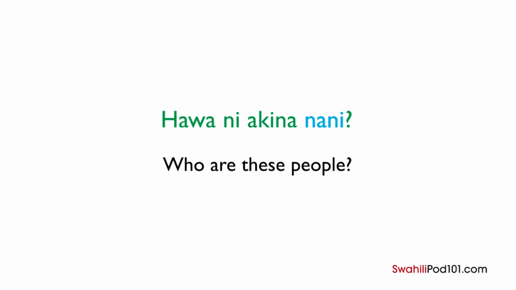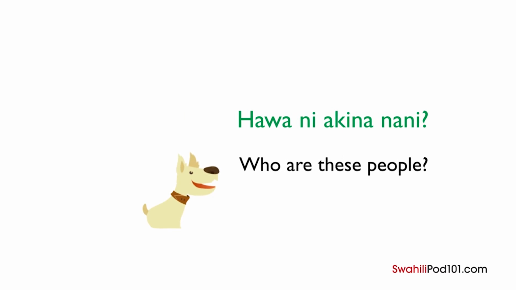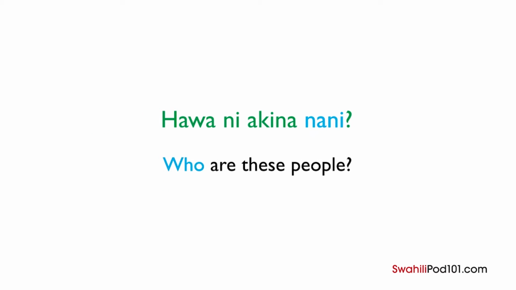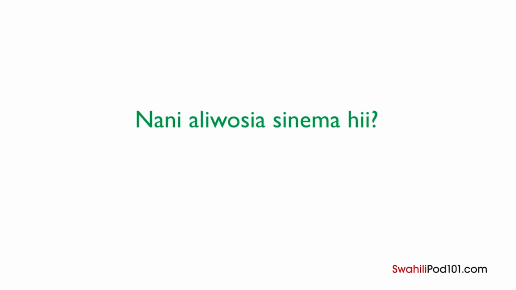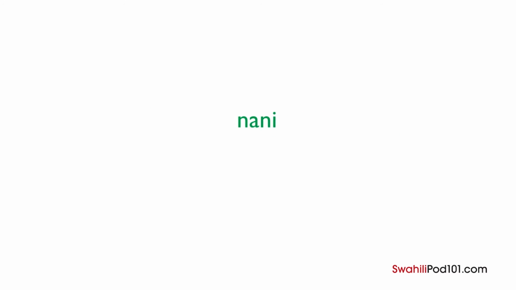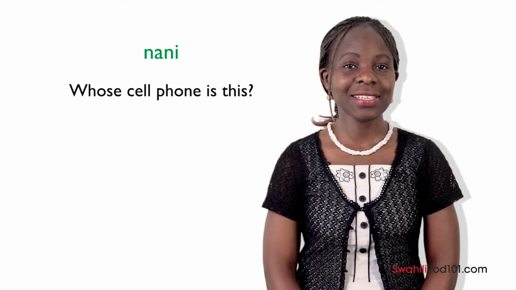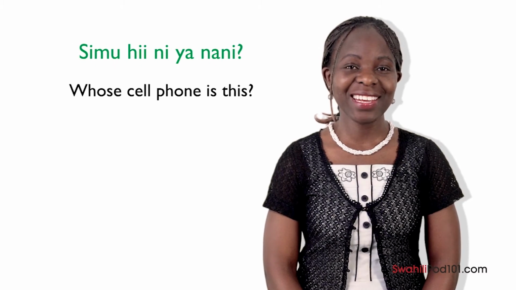Nani only works for people, so you can't use it to ask about objects. When talking about animals, you usually use yupi. However, yupi is also used for people. Nani can also be used to ask who did something. For example, nani alivusia sinema hii? This means who directed this movie. Nani is also used when you want to know to whom something belongs. In this case, the meaning is different, as it can be translated to whose. So, if you want to ask whose cell phone is this, you'll have to say simu hii ni ya nani?